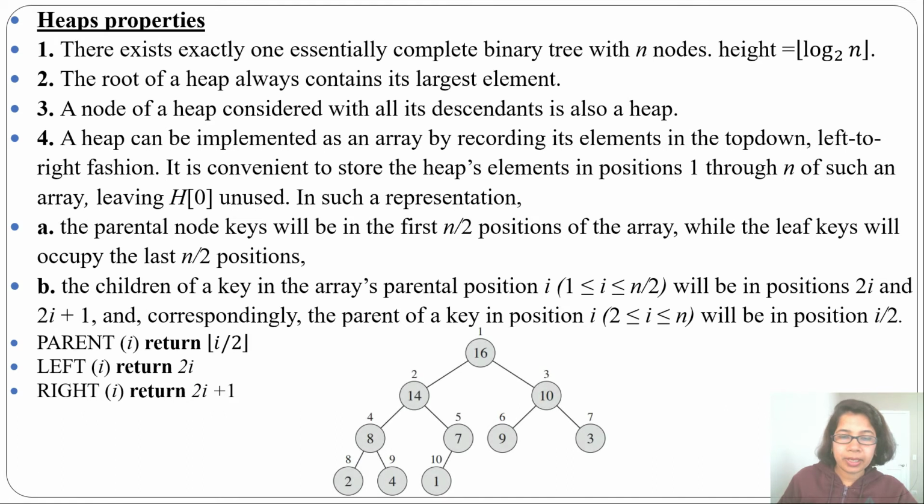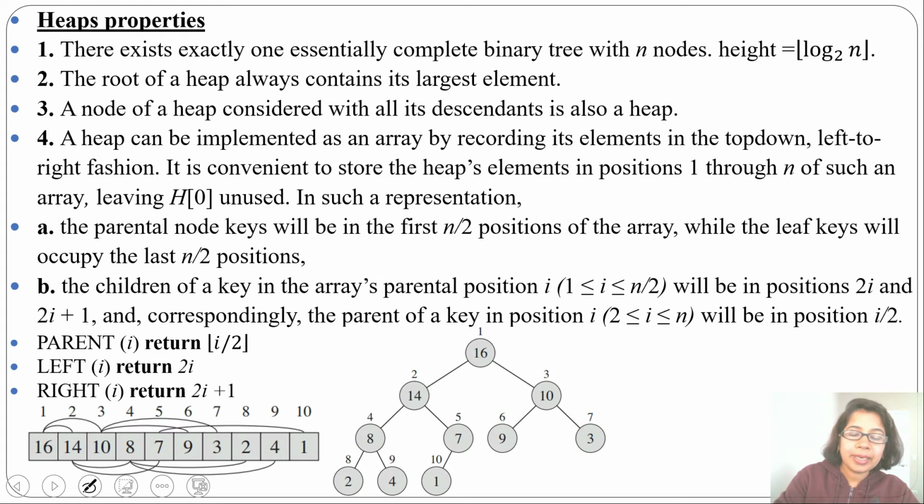Let's explain with the example. This is a heap. Now we'll represent this heap in an array. Indexing will start from 1 till 10. So here internal nodes should be in the first n by 2 positions and leaves should be in the last n by 2 positions.